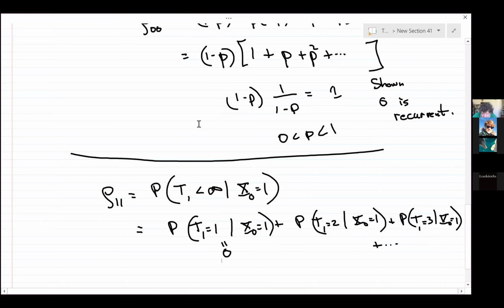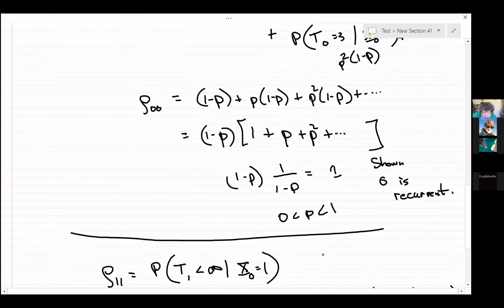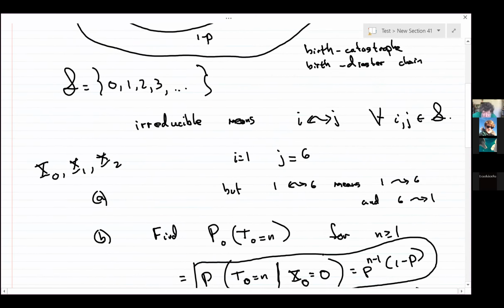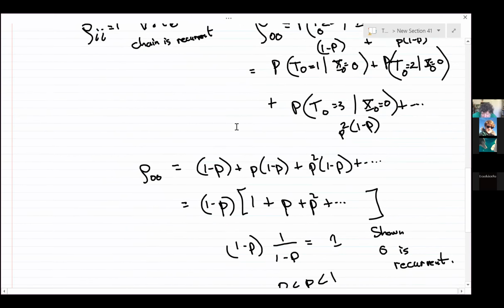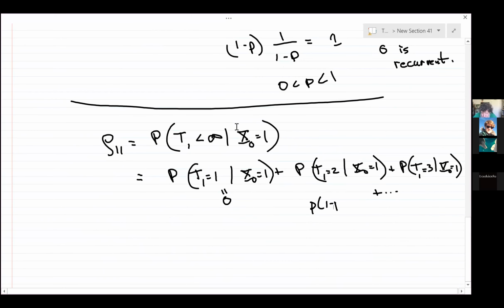Similar to what we did before, but slightly different. I want to be at 1 and I want to first get back in 2 units of time. So 1 minus P times P. Down and then up. That added to this. If I want it, starting at 1, I want to first get back in 3 units of time.